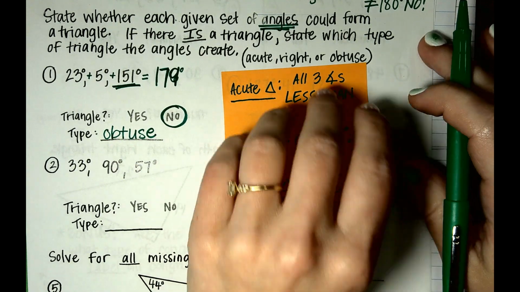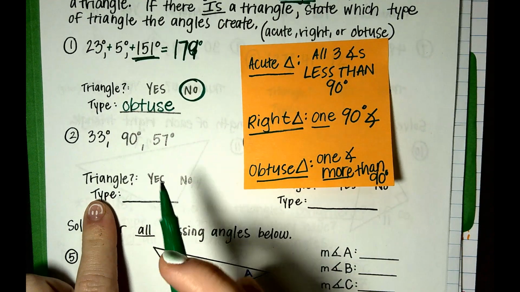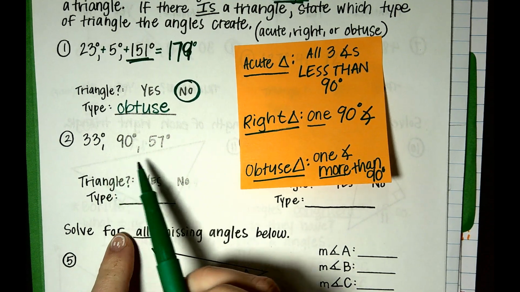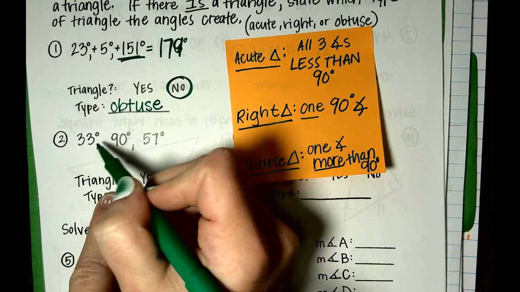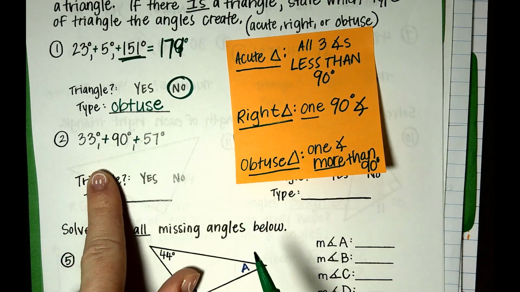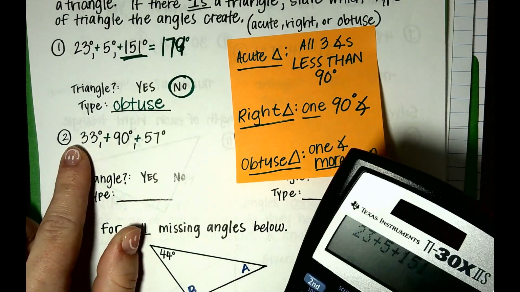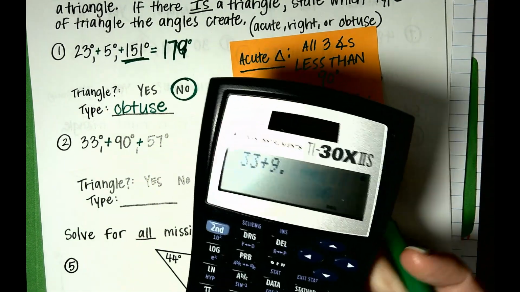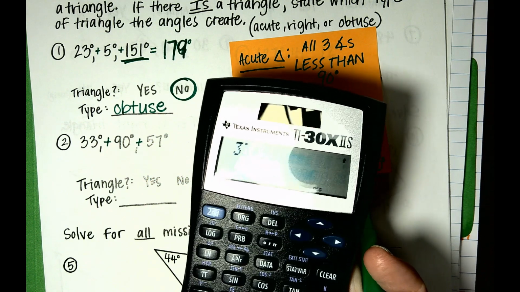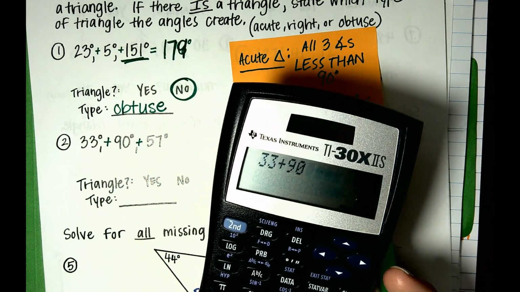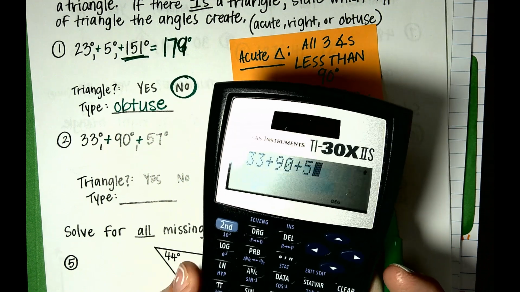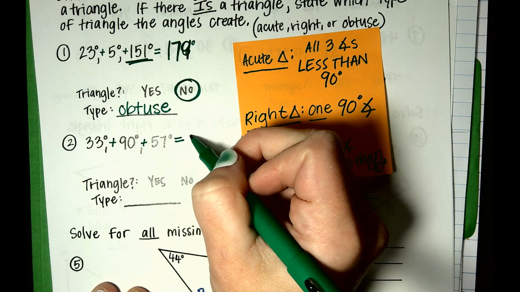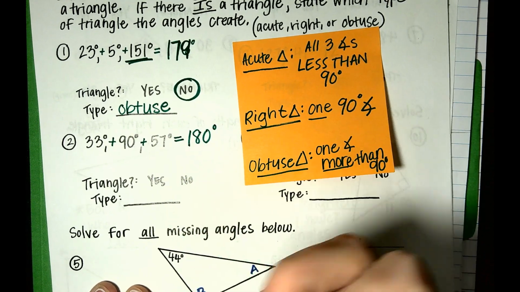Okay. Let's look at number 2. That's right below. Number 2, is this a triangle, yes or no? It is? So when I add these together, do they equal 180? Let's see, 33 plus 90, oh my gosh, 90 plus 57 equals 180. Okay, so this is a triangle. Yes.